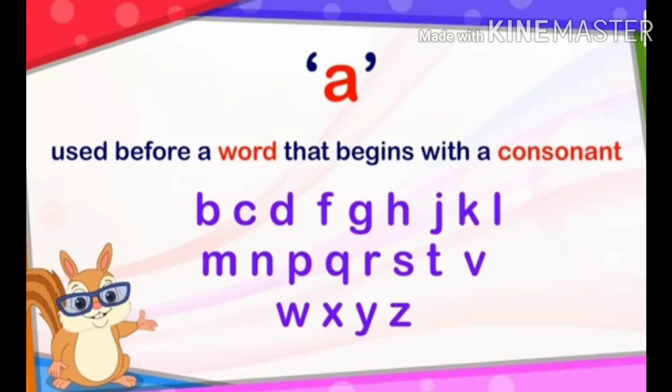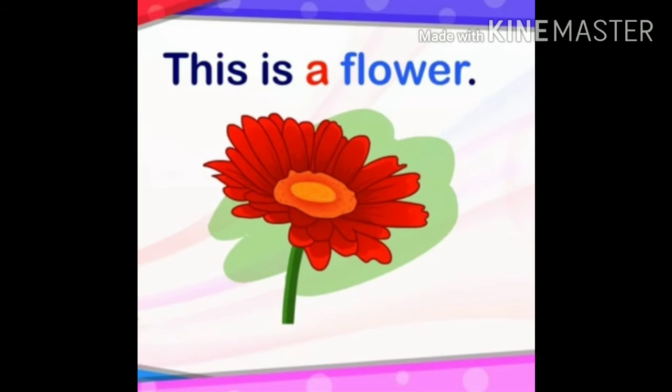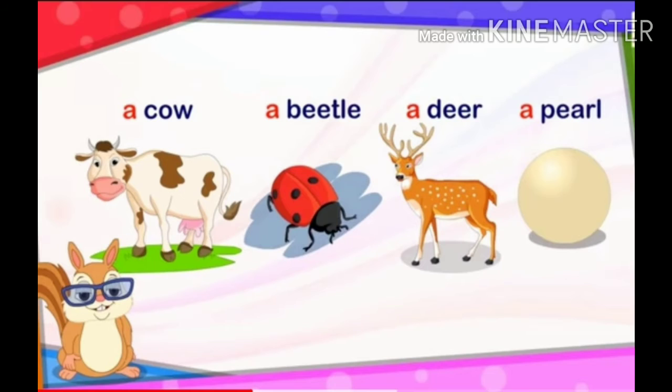For example, you have to see here, this is a flower. So the word flower starts with the letter F. So before flower we use a. Now see more examples: a calf, a beetle, a deer, a pearl. So these all words start with a consonant. So before a consonant we will use the article a.